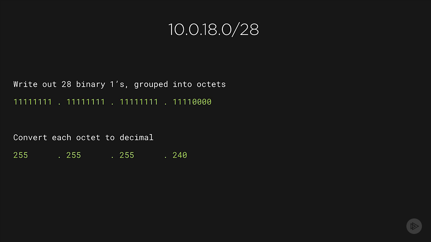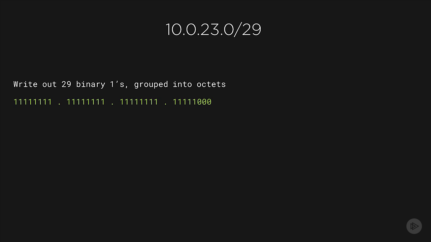Remember from earlier, all ones in binary is 255, so the first 3 octets are 255. The last octet is 11110000, which is 128 plus 64 plus 32 plus 16, which equals 240. So the subnet presented in dotted decimal format is 10.0.18.0, 255.255.255.240.